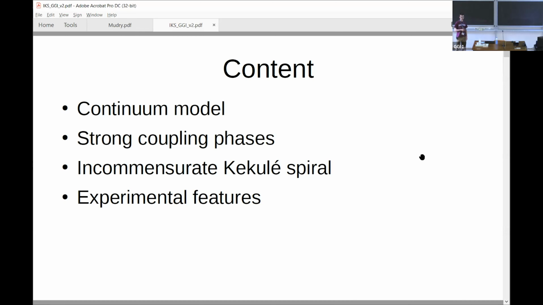And then I'll show how there are some experimentally relevant perturbations that take us away from this strong coupling regime and introduce some new states, including this incommensurate Kekule spiral that I want to focus on. And at the very end, I'll just briefly explain how this fits in with a lot of the experimental observations that have been made over the past couple of years in this area.